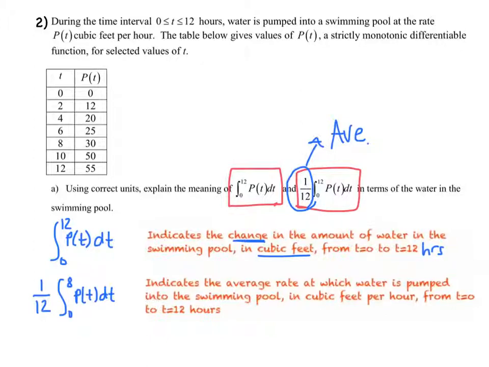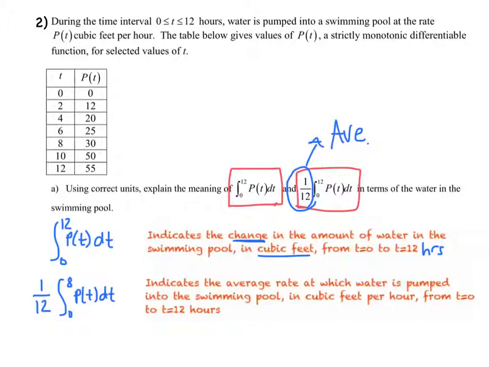There are some really important features in this sentence. We want to make sure that we're using the word change or net change in the amount of the water. So what this integral is doing is going from a rate, that's what's given, cubic feet per hour, and the integral takes away the per hour and just measures how much water has changed in the pool, in cubic feet, from t equals 0 to t equals 12 hours.